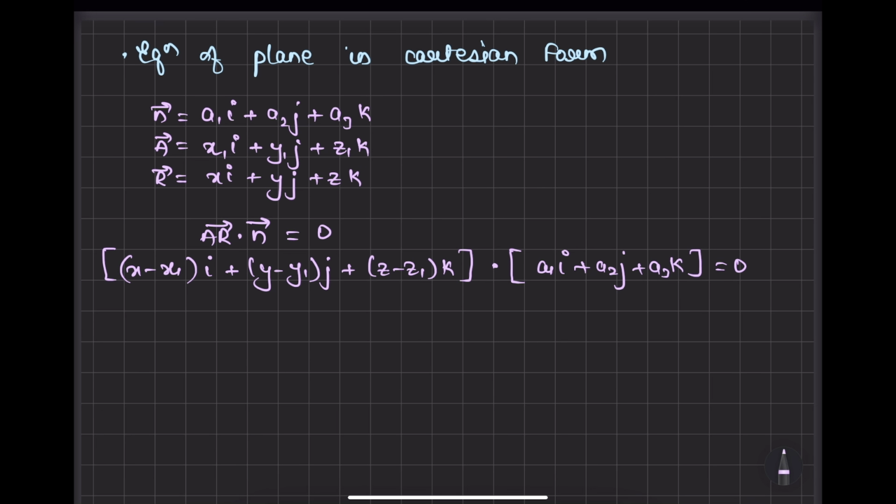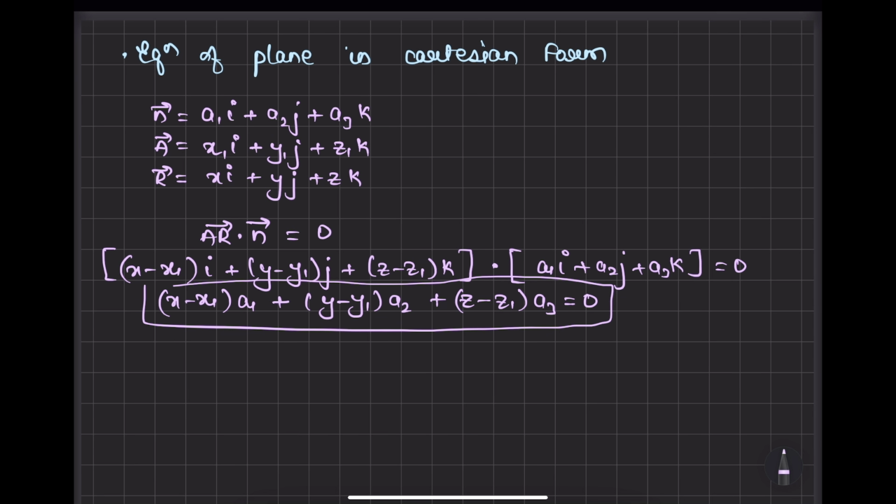We will multiply things. So we will be having what? x minus x1 times a1, plus y minus y1 times a2, plus z minus z1 times a3. Okay, so this is your equation of plane. I know it looks ugly, but you need not worry. Just observe this thing. I'll make you comfortable with this idea.